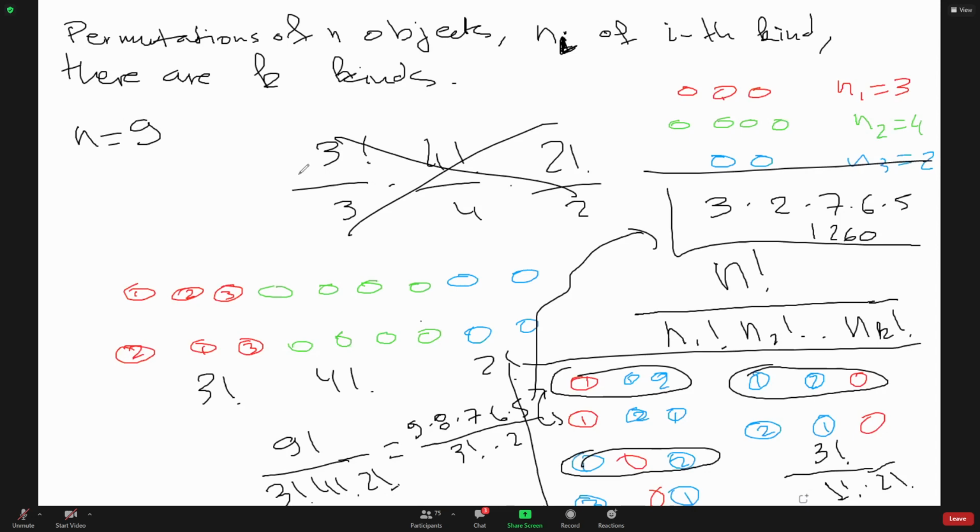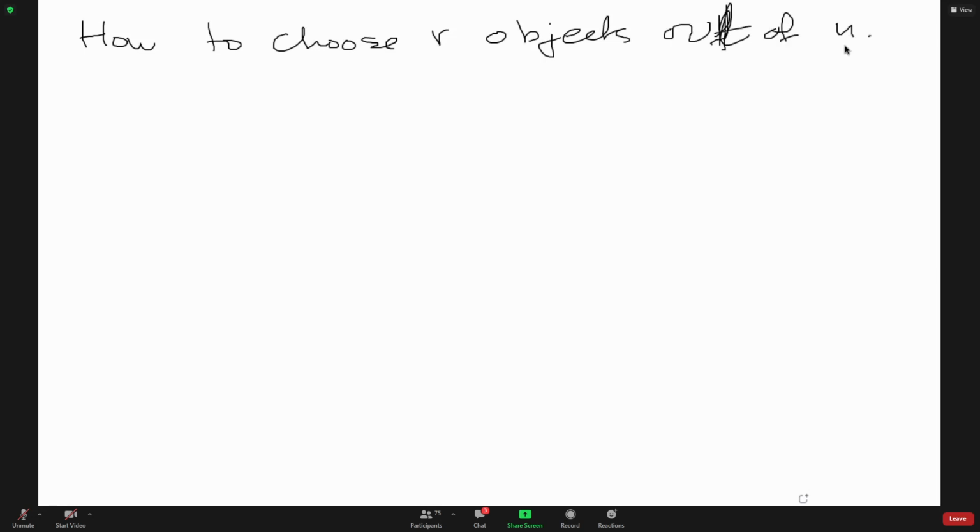Questions? Okay, now let's forget about order. And the question is, how to choose R objects out of N. I have N objects and I want to pick R of them. So these are combinations. I don't care about the order. How many combinations do I have?